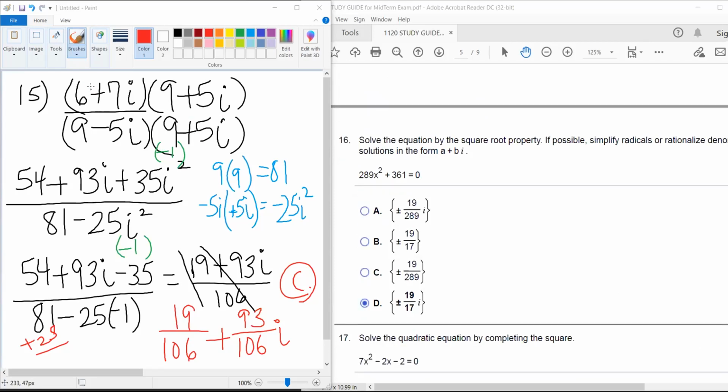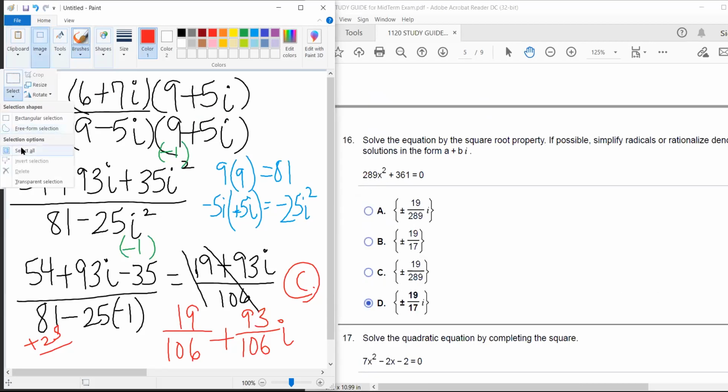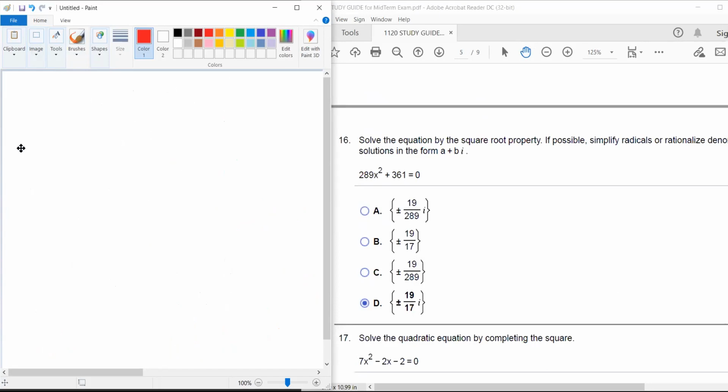Question 16, we must solve the equation by the square root property. Let me go over the square root property with y'all first. Square root property, if you have x squared equal to some positive or negative number a, in order to solve for x, you do opposites again. So the opposite of squaring something is actually taking the square root of it. So we'll take the square root of both sides.